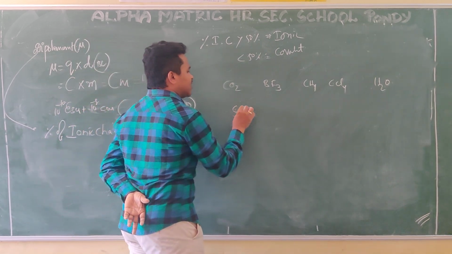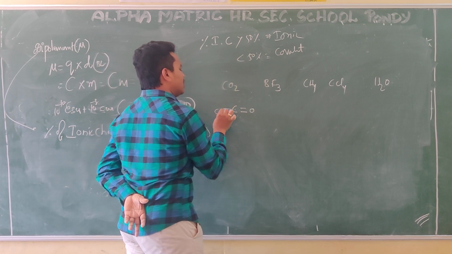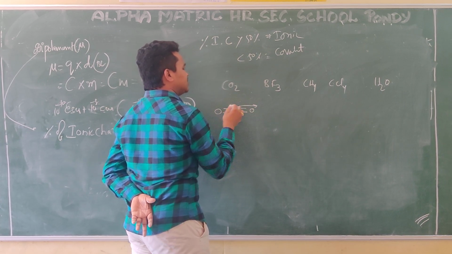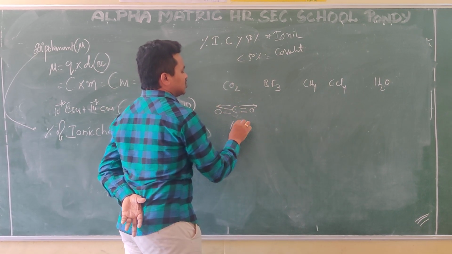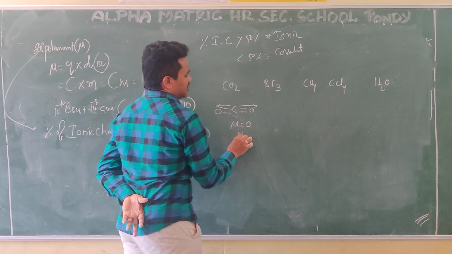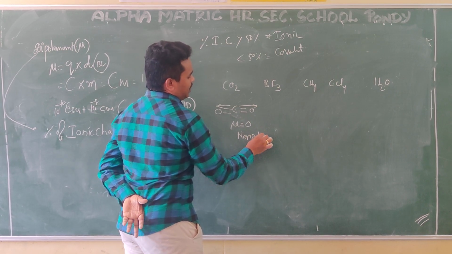Here see what structure I need. CO2: double bond O, double bond O. The vector is coming this side, the vector is coming this side, they cancel. So the mu value will be 0. What is this? This is non-polar.